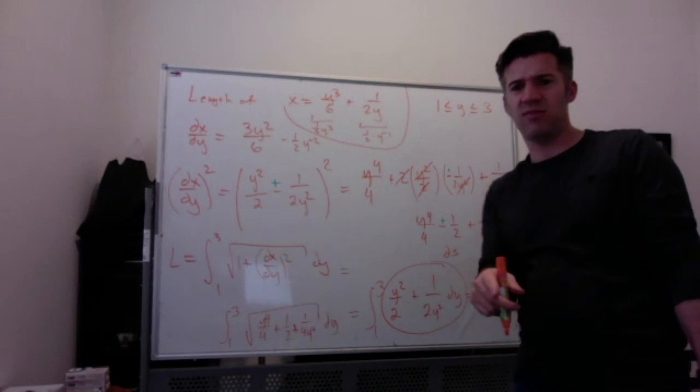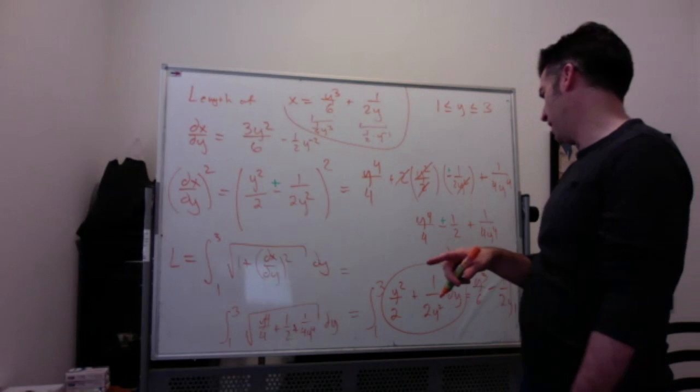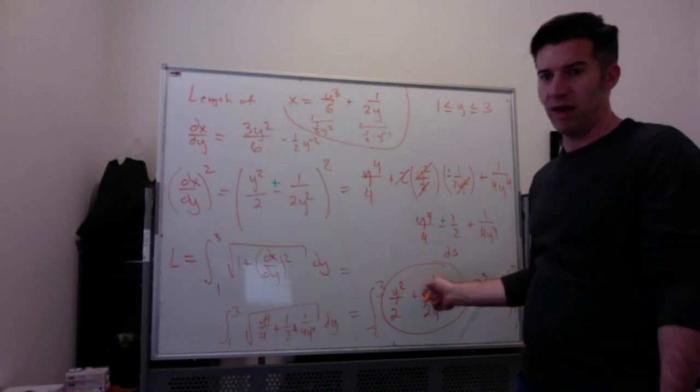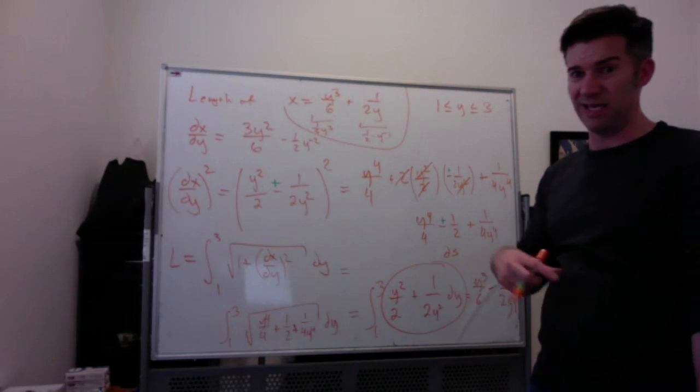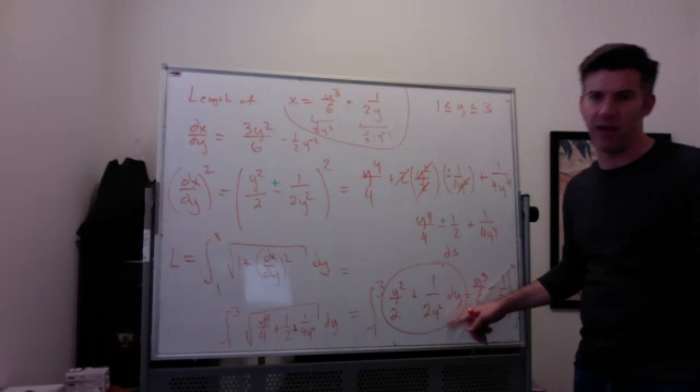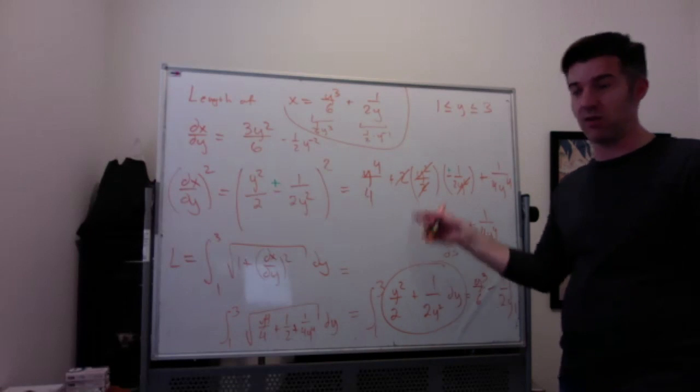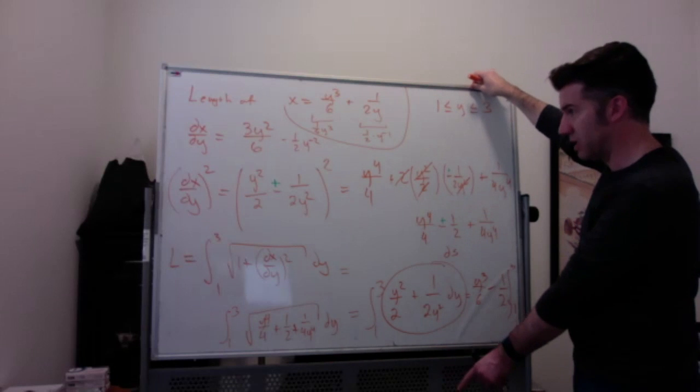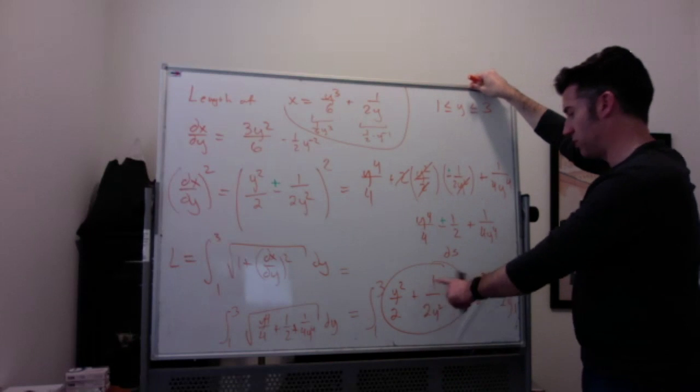Also, I saw there was a problem on the homework where they ask you to find ds. Make sure that when you do that problem and you write what ds is, you include the dy or the dx at the end. You have to have that to make it right. So here ds is y squared over 2 plus 1 over 2y squared dy.